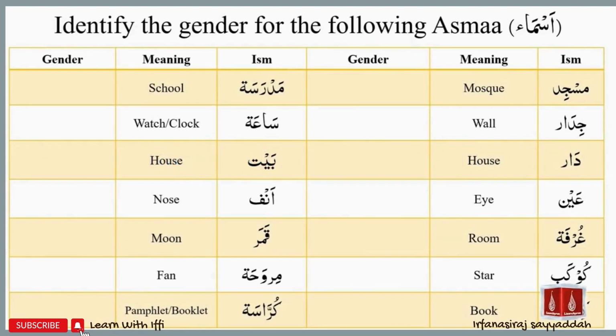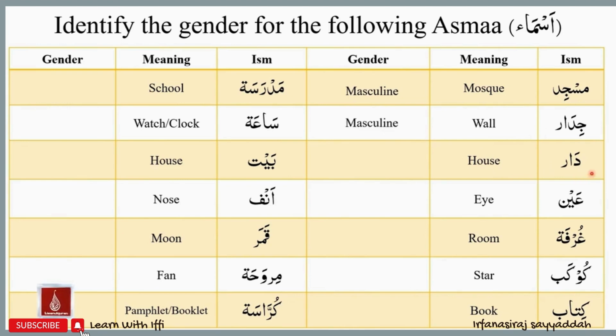Let us identify the gender of the following asma. Masjid, which means mosque. The word masjid does not fit our criteria for a feminine ism, so it is a masculine ism. Jidar means wall. The word jidar also does not meet criteria for it to be feminine, so it is a masculine ism.